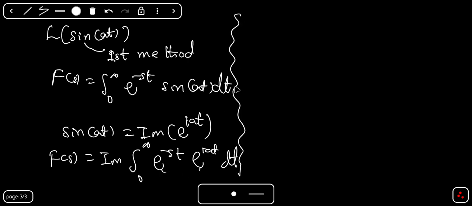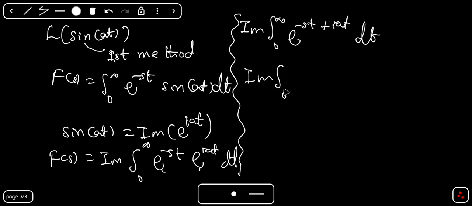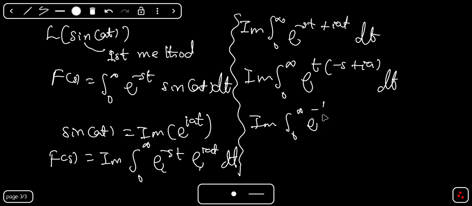Applying the law of indices here, we're going to have the imaginary part of the integral from 0 to infinity of e raised to the power of minus st plus iat, dt. Now we can factor out t, so we have the imaginary part of the integral from 0 to infinity of e raised to the power of t times bracket minus s plus ia, dt. Now we can also bring out the negative sign, so we have the imaginary part of the integral from 0 to infinity of e raised to the power of minus t times bracket s minus ia, dt.